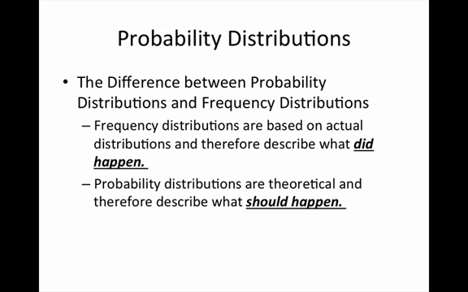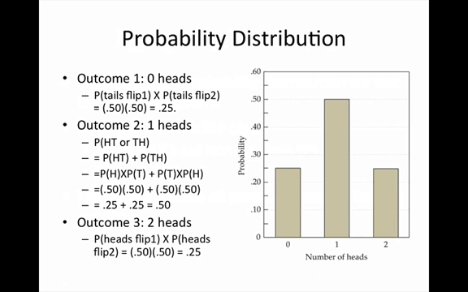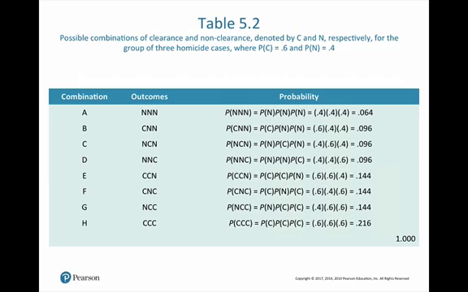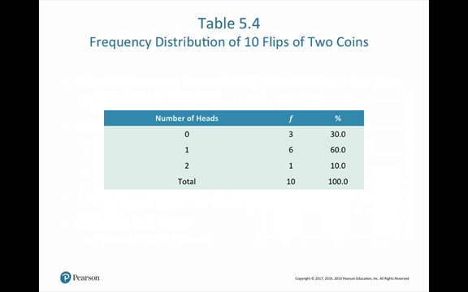I want to speak briefly about the difference between a frequency distribution and a probability distribution. A frequency distribution refers to what was observed, whereas a probability distribution refers to what we could expect should happen. So let's go back to the probability distribution of hypothetical coin tosses. This is what we would observe theoretically. But if I want to know what I actually do observe, let's look at this.